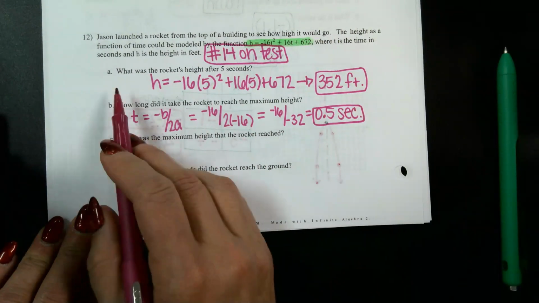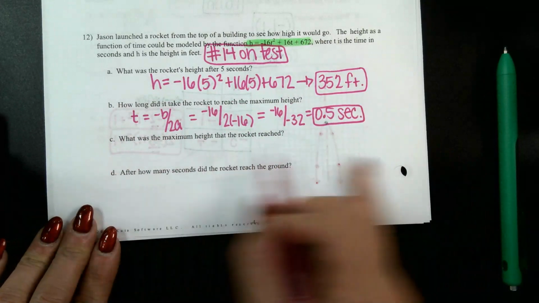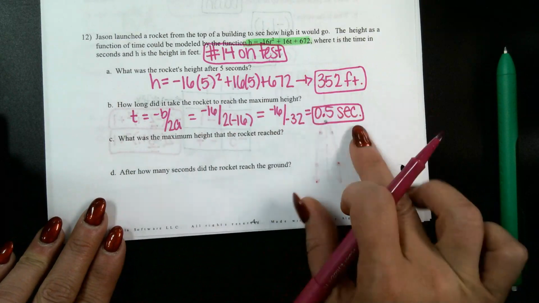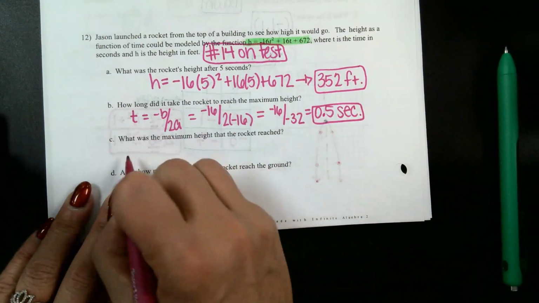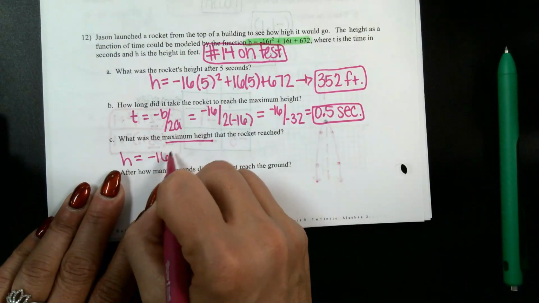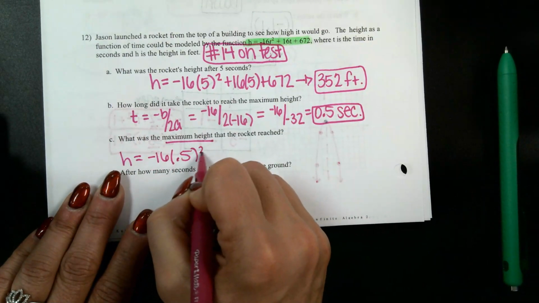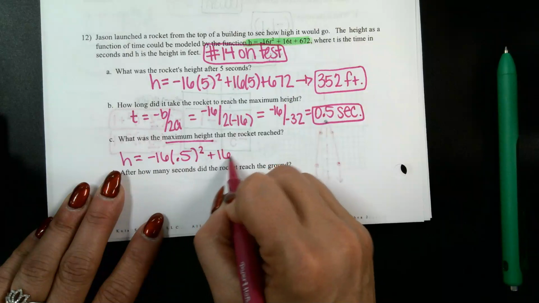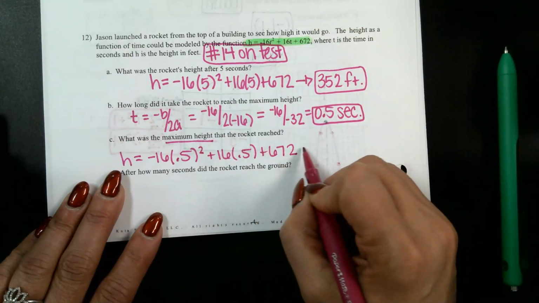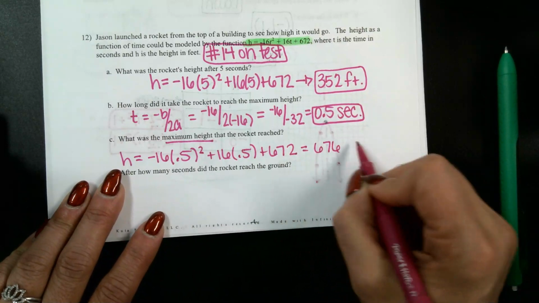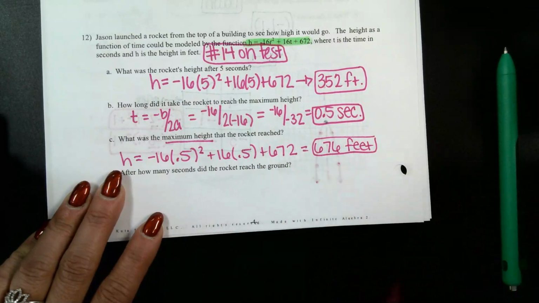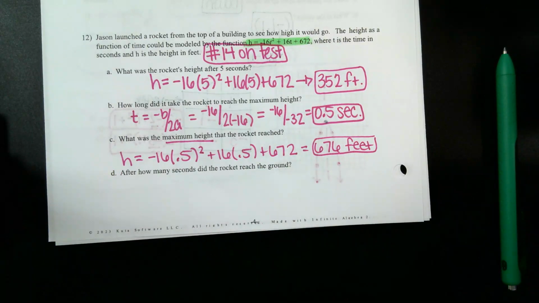And then we redo part A where part C is, except now we are not going to use 5 seconds, we're going to use 0.5 seconds because they want height. So h equals negative 16 times 0.5 squared plus 16 times 0.5 plus 672. And you should get 676 feet.